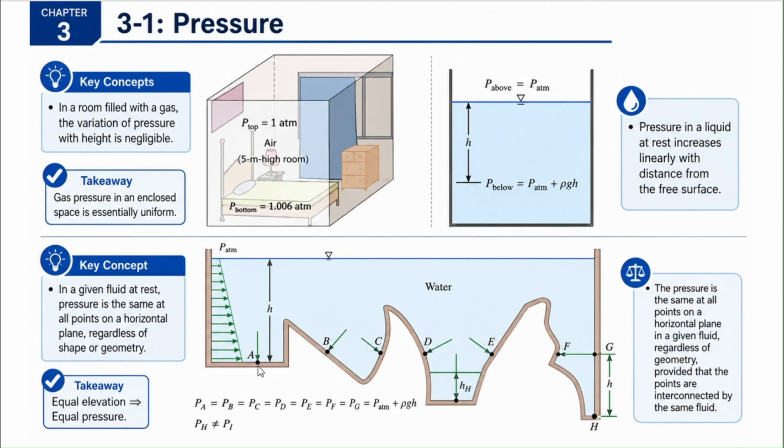Now, points like A and this particular point H will have different pressure values. Now, this has a very important application going forward, because if you want to solve the pressure variation in a manometer, this particular feature is really helpful.